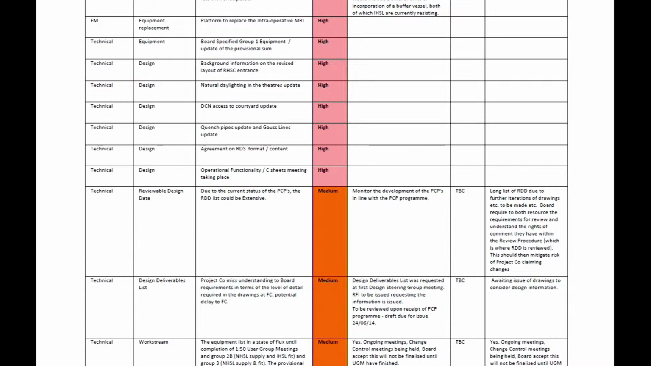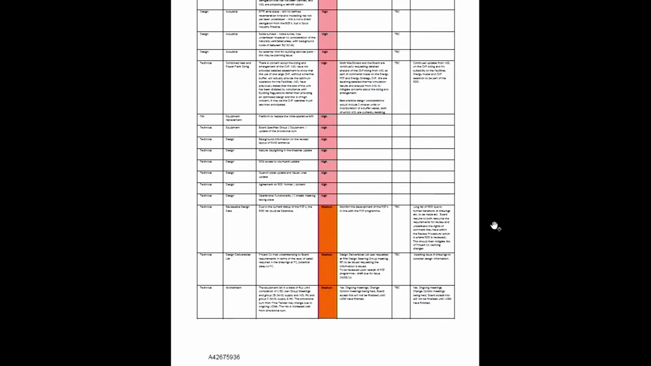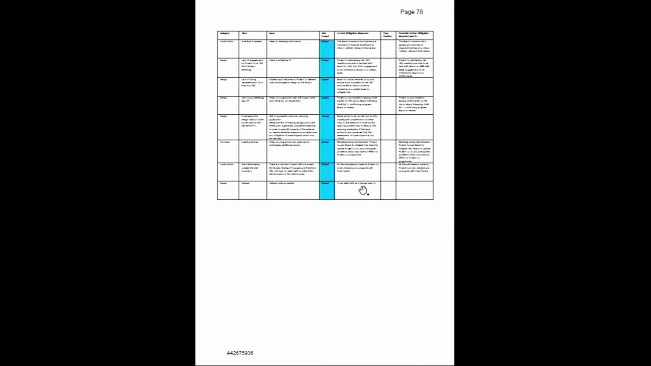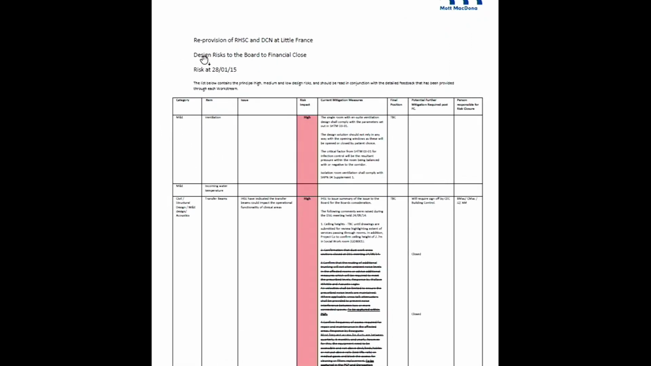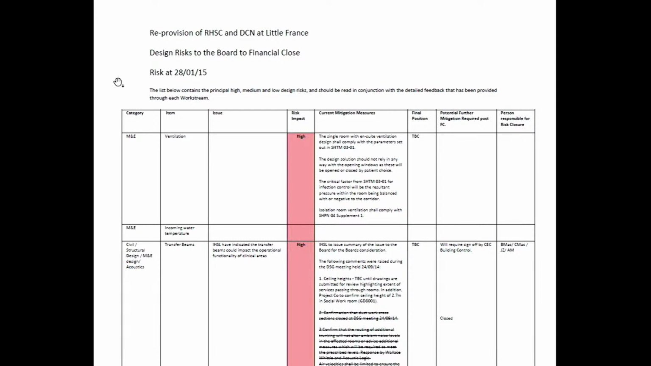We then look on to page 79, still within Bundle 10, Volume 1. This is a document called Design Risks to the Board to Financial Close, and the risks assessed as at the 28th of January 2015. Do you see that? Yes. So again, could you just explain in general terms, what's this document? So again, it's the same document, just a further iteration of it in terms of what the current risks were as we approach financial close.